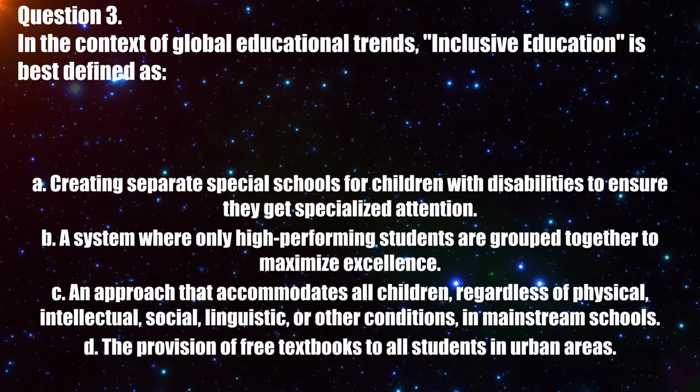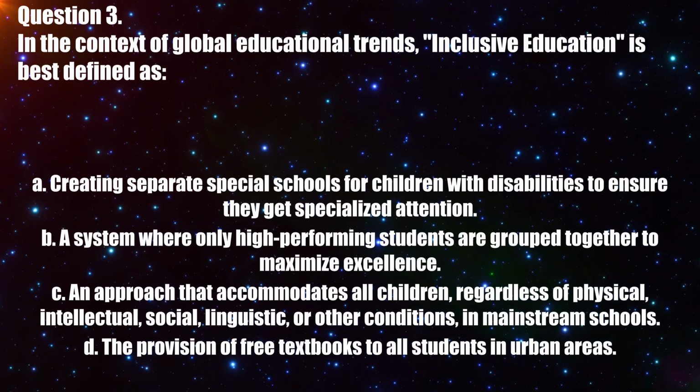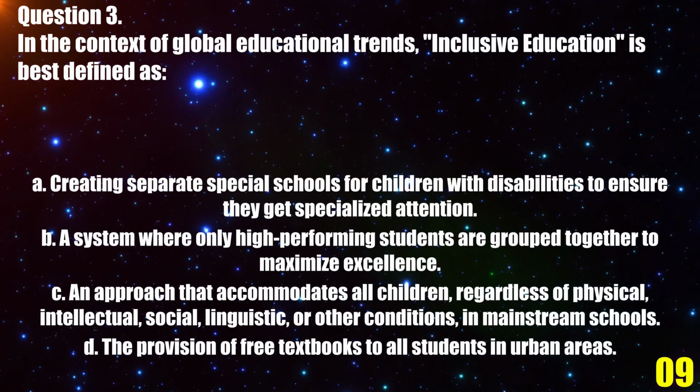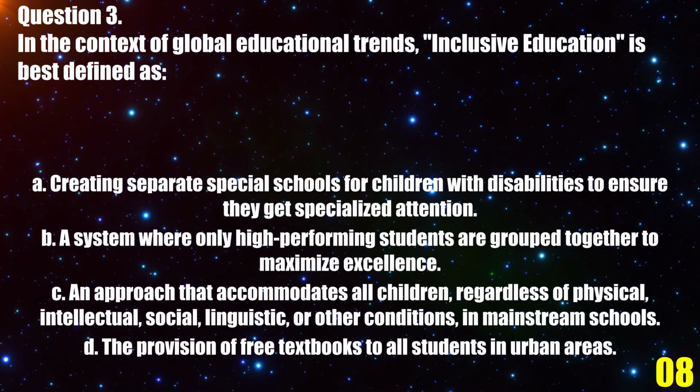D. The provision of free textbooks to all students in urban areas. The correct answer is C. Question 4. The United Nations Convention on the Rights of the Child, UNCRC, stipulates that education should be directed to A. The preparation of the child for a specific career chosen by the state.